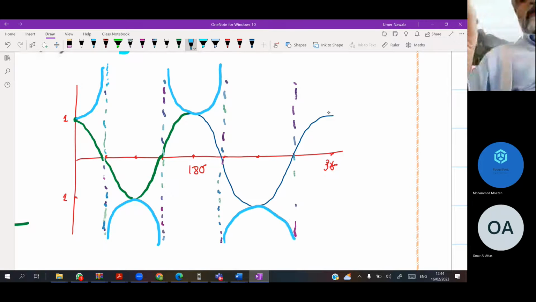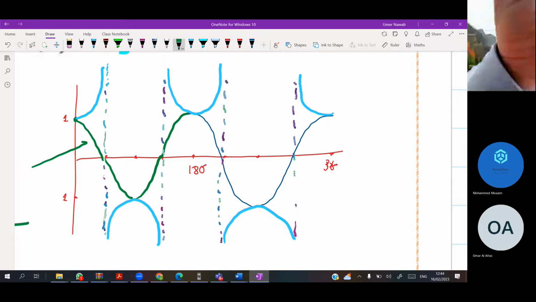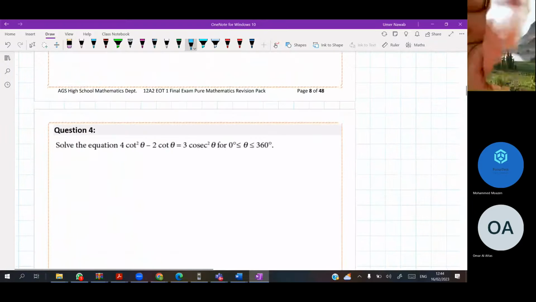Is it fine? So the green ones are your cosine graphs. It is cosine of 2x. And the blue one is secant of 2x. How do you feel now? Confident? Good. Okay, good. Let's come out of sketches.